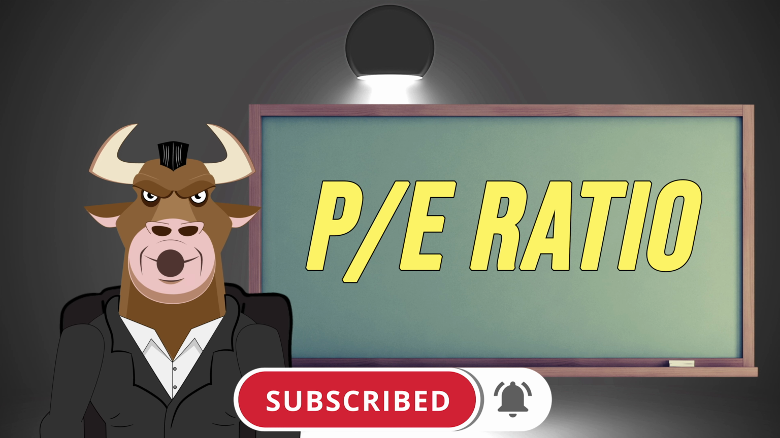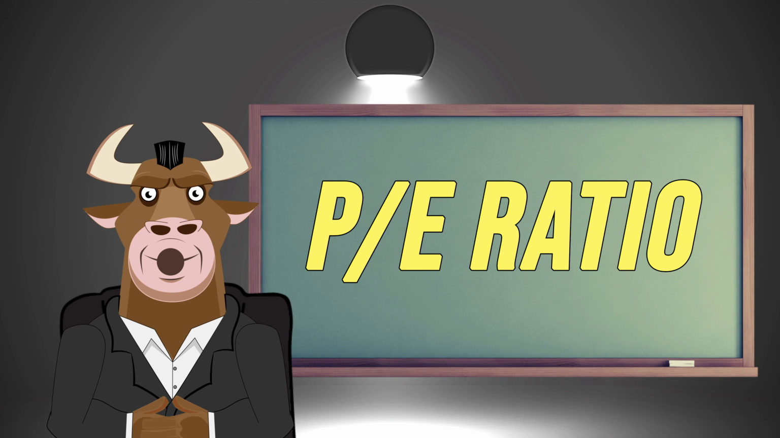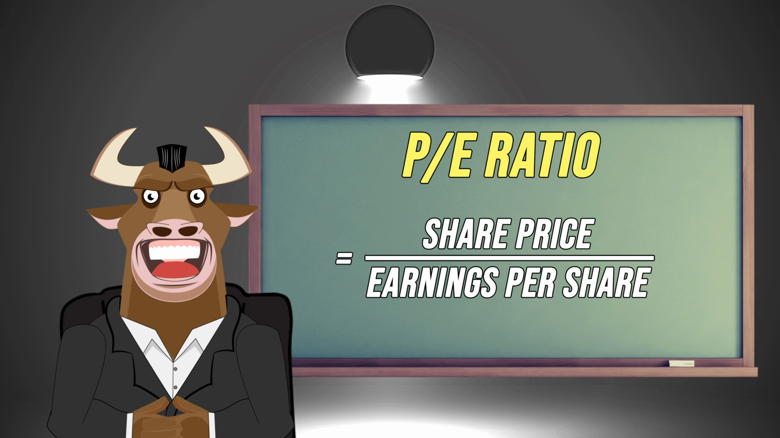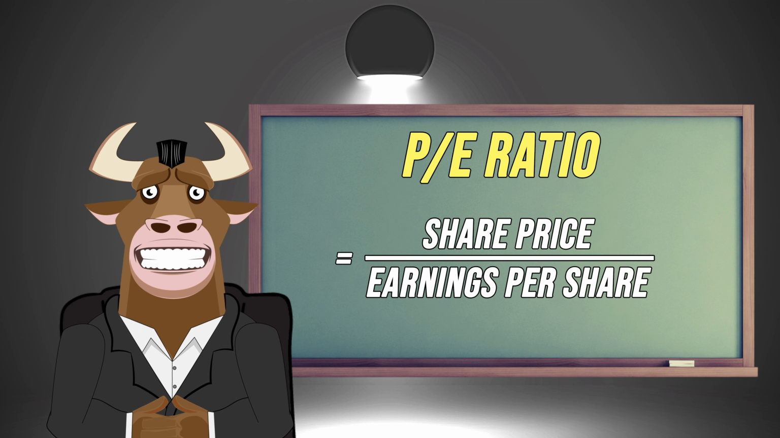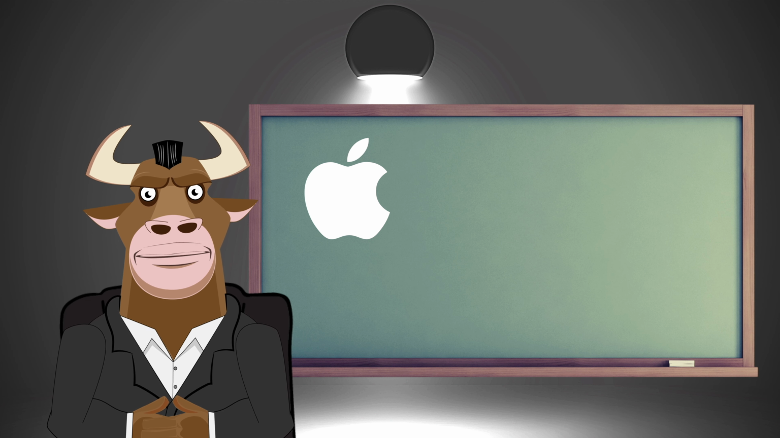All right, let's go. The PE ratio is the company's share price divided by its earnings per share. But what does the PE ratio tell you really? Let's take a very simple example.